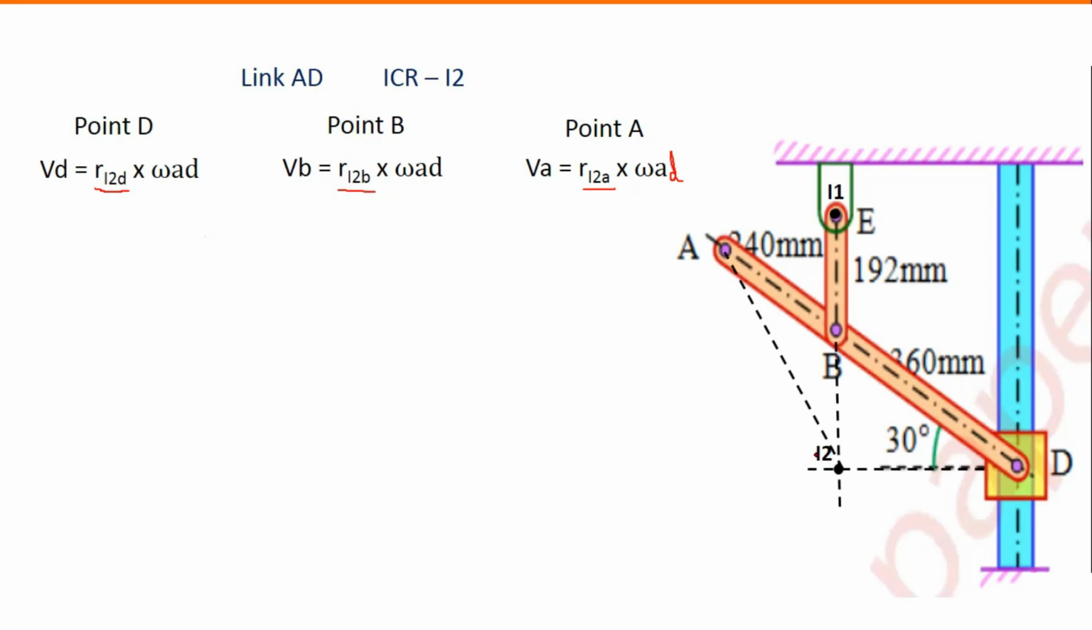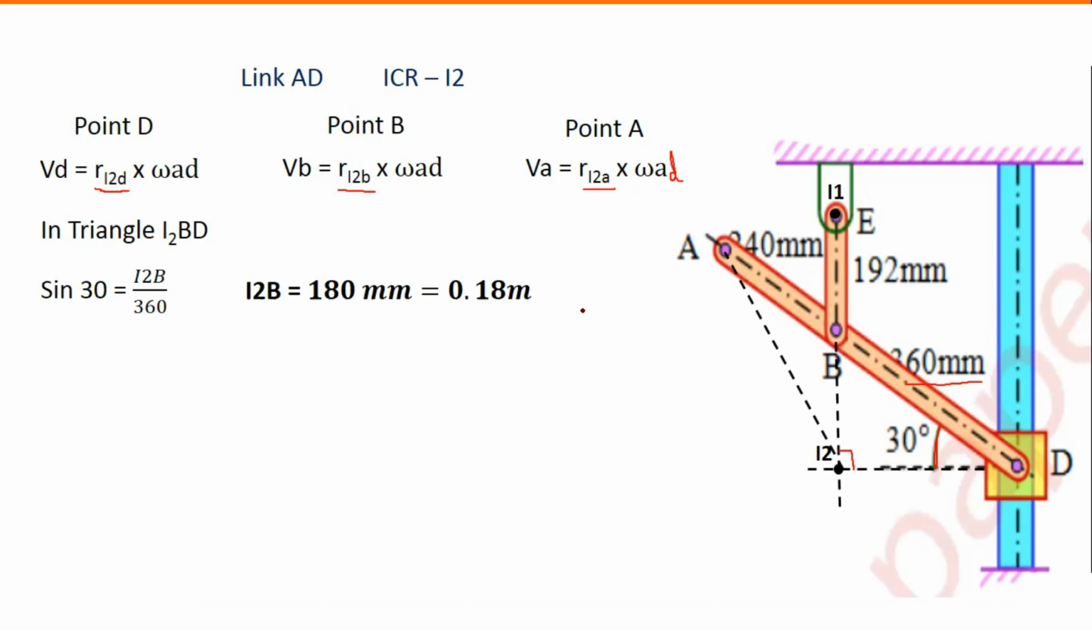So if I consider this triangle, if you can observe here, I2BD, a simple right angle triangle. In this triangle, BD is given to me, that is the hypotenuse, as 360 mm, and also one angle is given to me as 30 degrees. As it is a right angle triangle, I can apply sin theta and cos theta. So in triangle I2BD, sin theta is opposite upon hypotenuse, and from here I can get the answer for I2B as 0.18 meters.